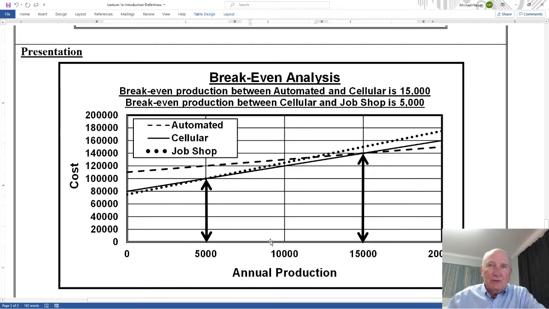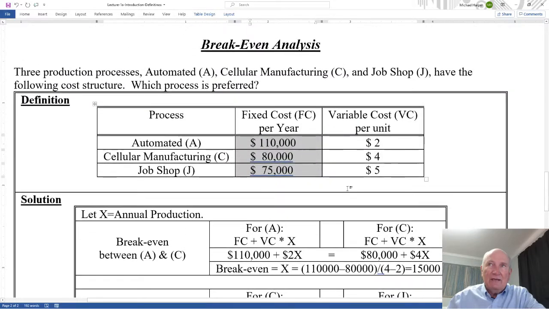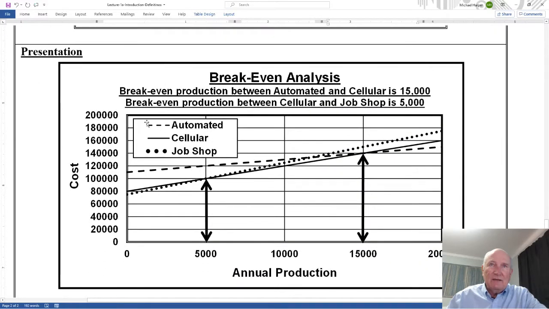Now, when I start producing, I'm going to add $2, $4, and $5 for every unit I produce for these processes. So for the automated, the dashed here, this is a $2 slope. Okay, cellular is a $4 slope, a little bit more. Job shop here, the dot is a $5 slope, and notice the slope is getting larger because the cost is greater per unit. The variable cost is greater.